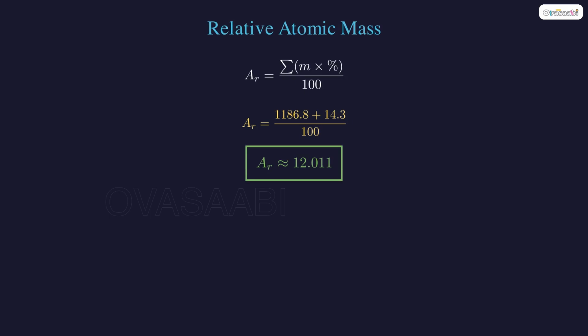Relative atomic mass is the weighted average. Multiply each mass by its percentage abundance, add them up, then divide by 100.